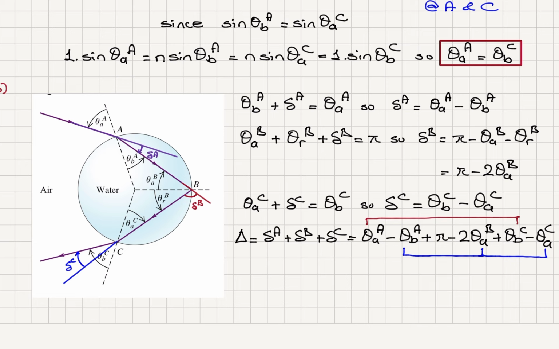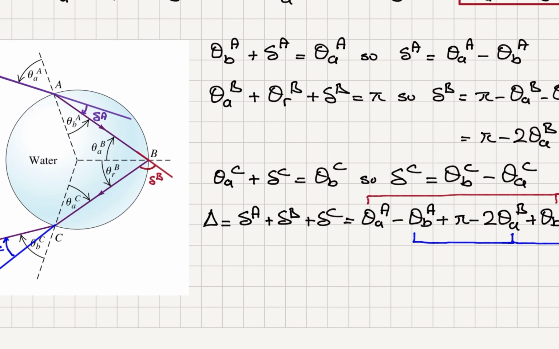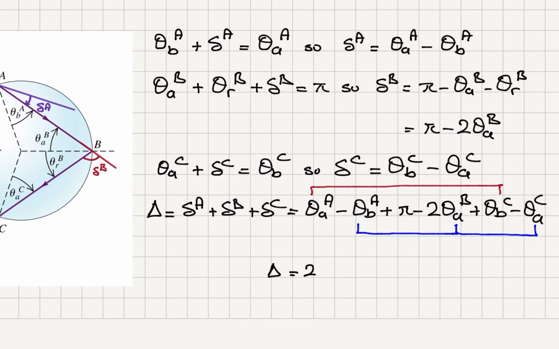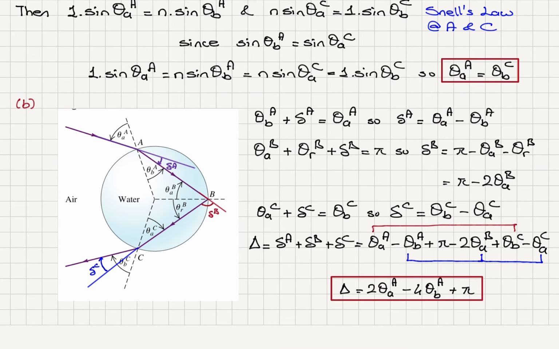So I can write the total deviation delta as 2 times theta sub A at point A, the angle of incidence at point A, minus 4 times the angle of refraction at point A, because 1, 2, 3, 4 of the same thing. And then I have this angle pi plus pi. So this gives me the total deviation delta.